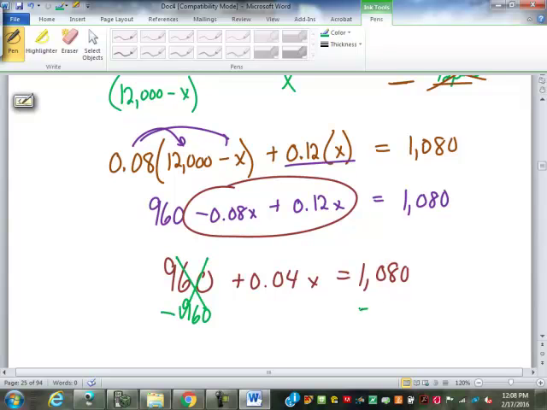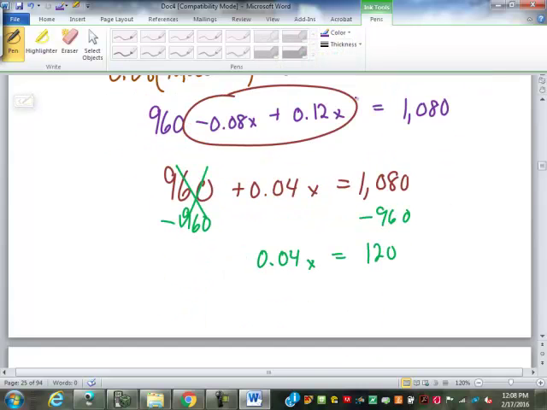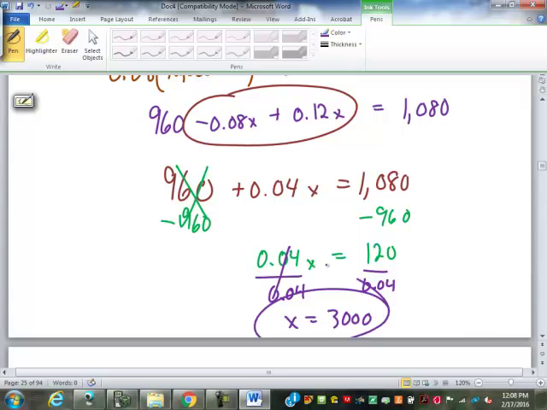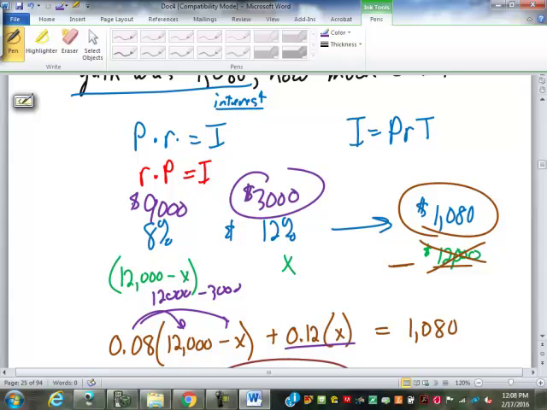Okay, so we can subtract 960 from each side. We got 0.04x equals, what's that, 120? Divide by 0.04. X equals 3,000. So again, we have to make sure we answer the question. X was the amount put in the 12% investment. That would be $3,000. 8% was 12,000 minus X, or 12,000 minus 3,000, giving us $9,000 in the 8% investment.